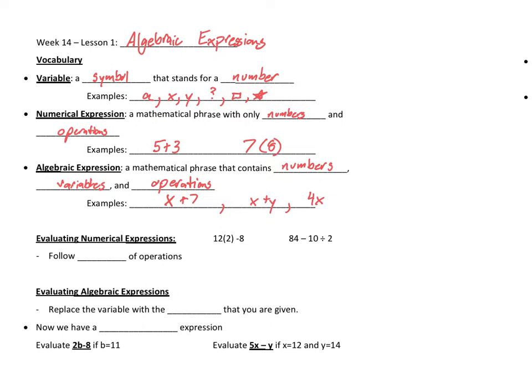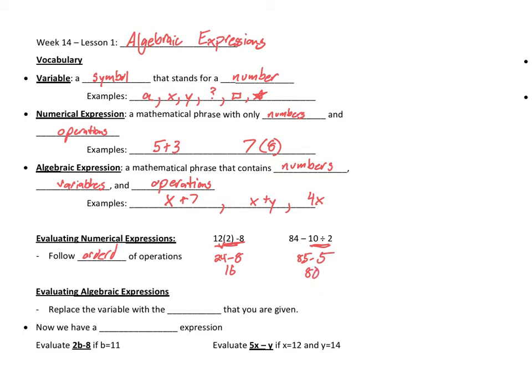Okay, so as a reminder, how do we evaluate numerical expressions? Like this one we have here, well, we know we follow the order of operations. So please excuse my dear Aunt Sally. So first thing, we're going to multiply. 12 times 2 is 24, minus 8, it would be 16. Over here, we're going to divide first. So 84 minus 5 equals 80.